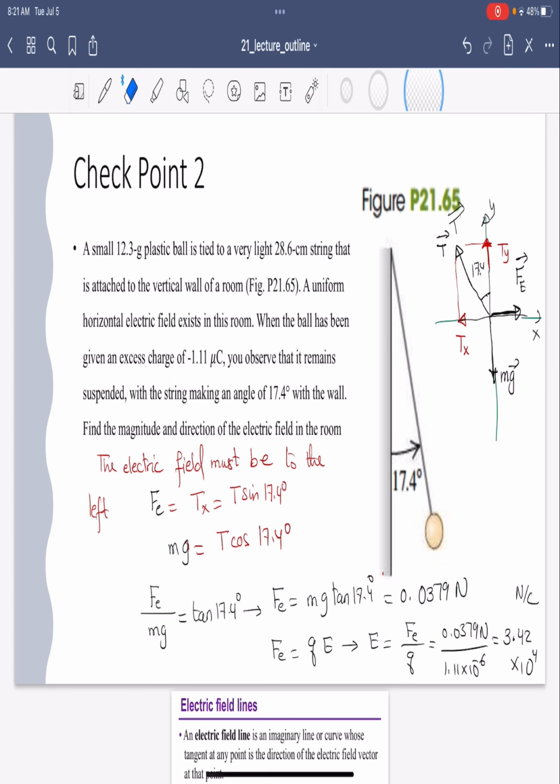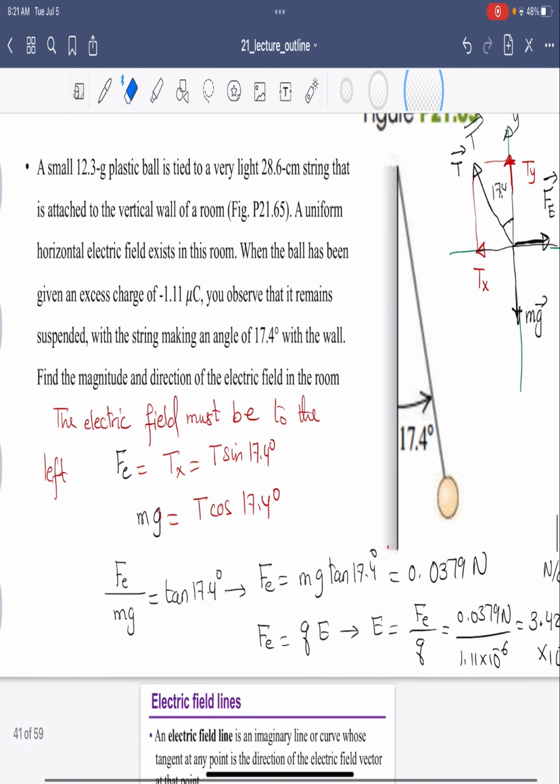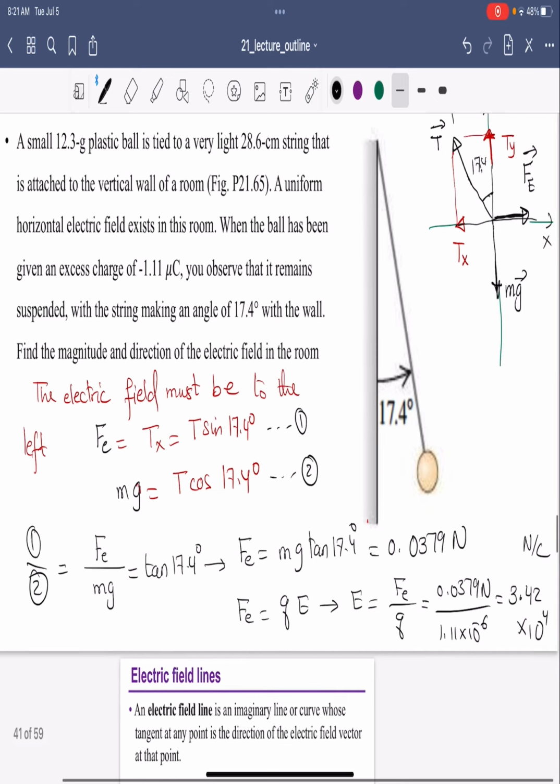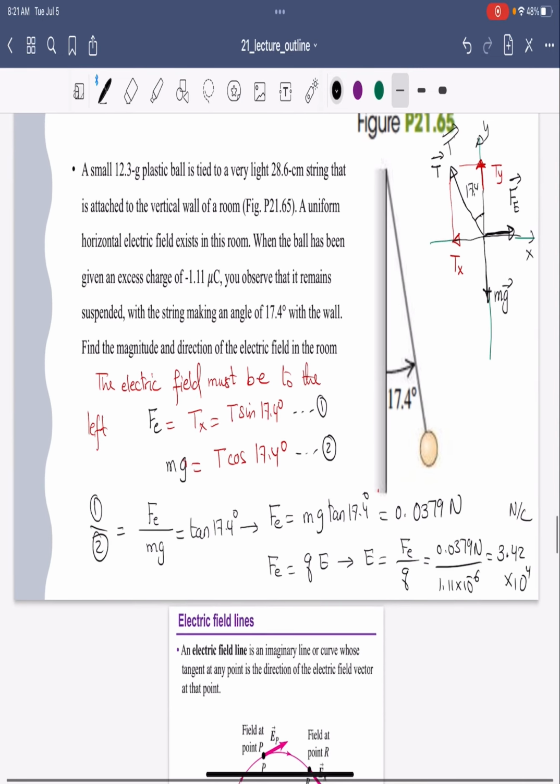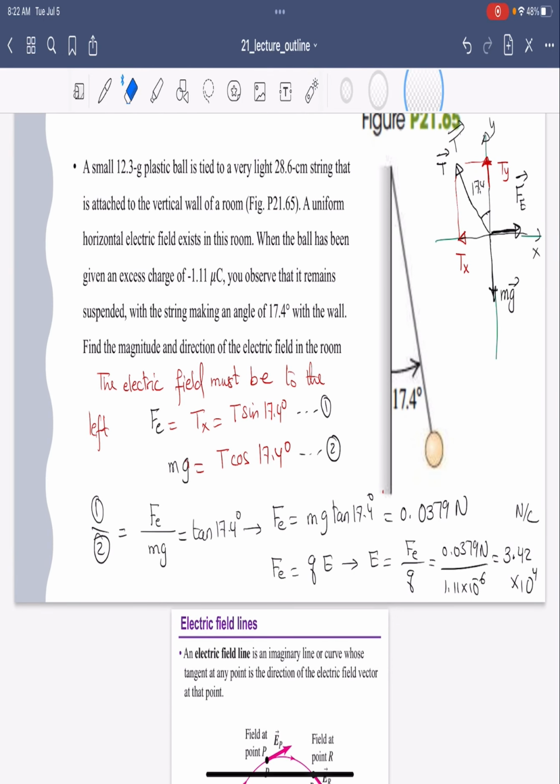and also mg should equal T cosine 17.4. If I divide 1 by 2, then I'm going to get this, and I will be able to calculate the electric force. That electric force is going to be Q times E, and then I can calculate E as F over Q. And remember, because it's a negative charge, the electric field should be to the left.